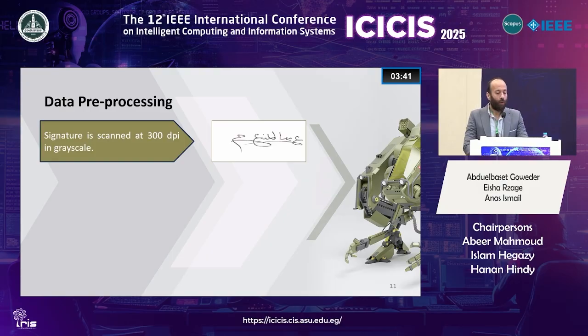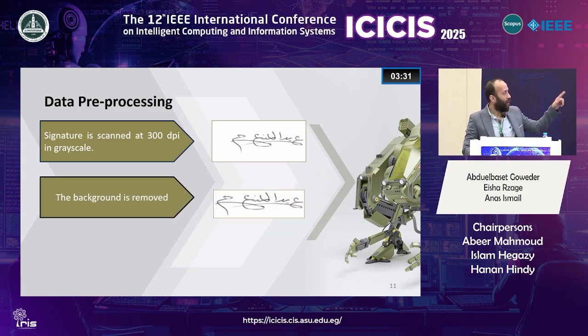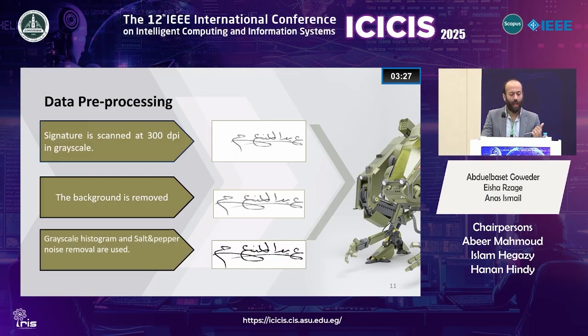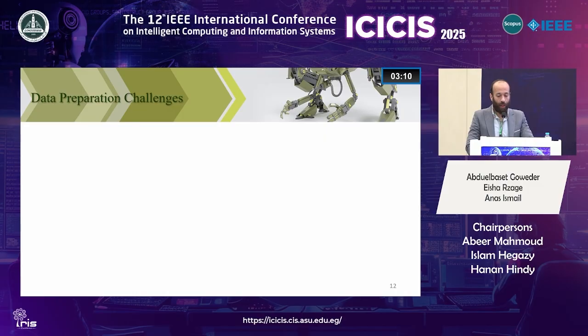Okay, so some data pre-processing. We scanned the data set, as I mentioned, at 300 dpi in grayscale. We removed white spaces around the name and removed a lot of noise. We also converted this into a black and white image. All of this reduces the size of the image, which reduces the input of the neural network, and this had a lot of effect on the accuracy and the training time of the model.